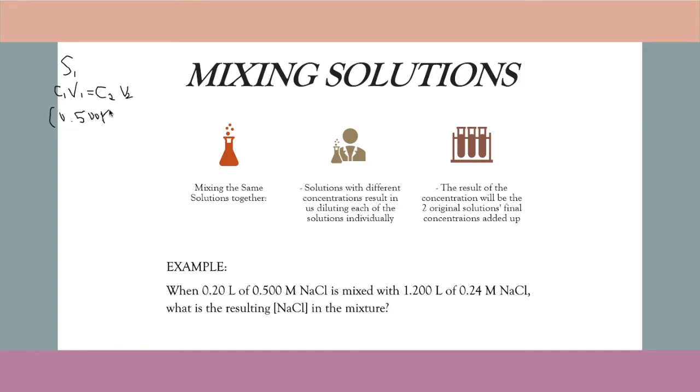So 0.500 meters molarity times 0.20 liters equals C2, which is the unknown variable, times 1.400 liters. And this is because the total solution is this plus this, so that would result in 1.4 liters.